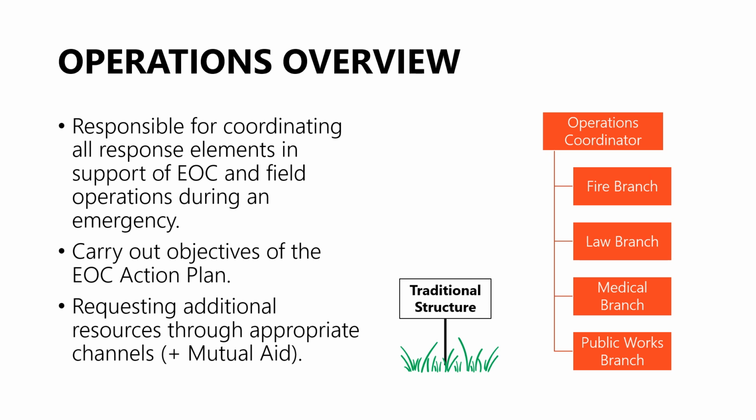Now, the EOC operations section will vary depending on the need. As you can see in this slide, we have the traditional structure for the operations section. They're broken down by branch: fire, law, medical, public works, and we can add on whatever the incident requires. We could have a hazmat branch. We could have any kind of branch that we would need.